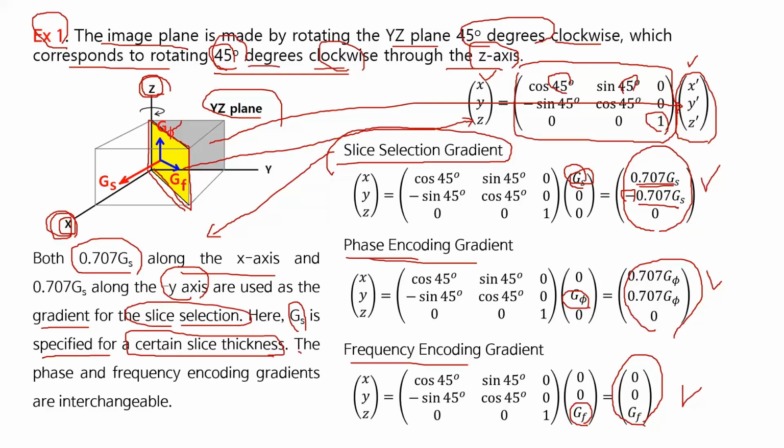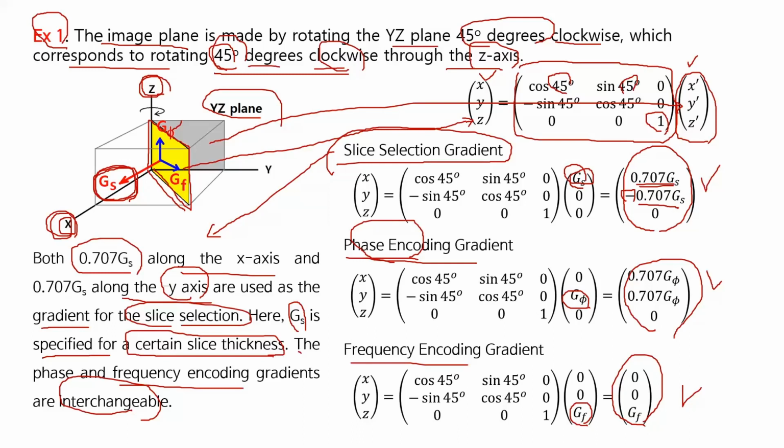The phase and the frequency encoding gradients are interchangeable. So if we apply 0.707 GS along the x-axis and the same quantity 0.707 GS now along the minus y-axis, then we have the slice selection gradient GS in this direction. Okay. And the phase encoding gradient is the same thing.